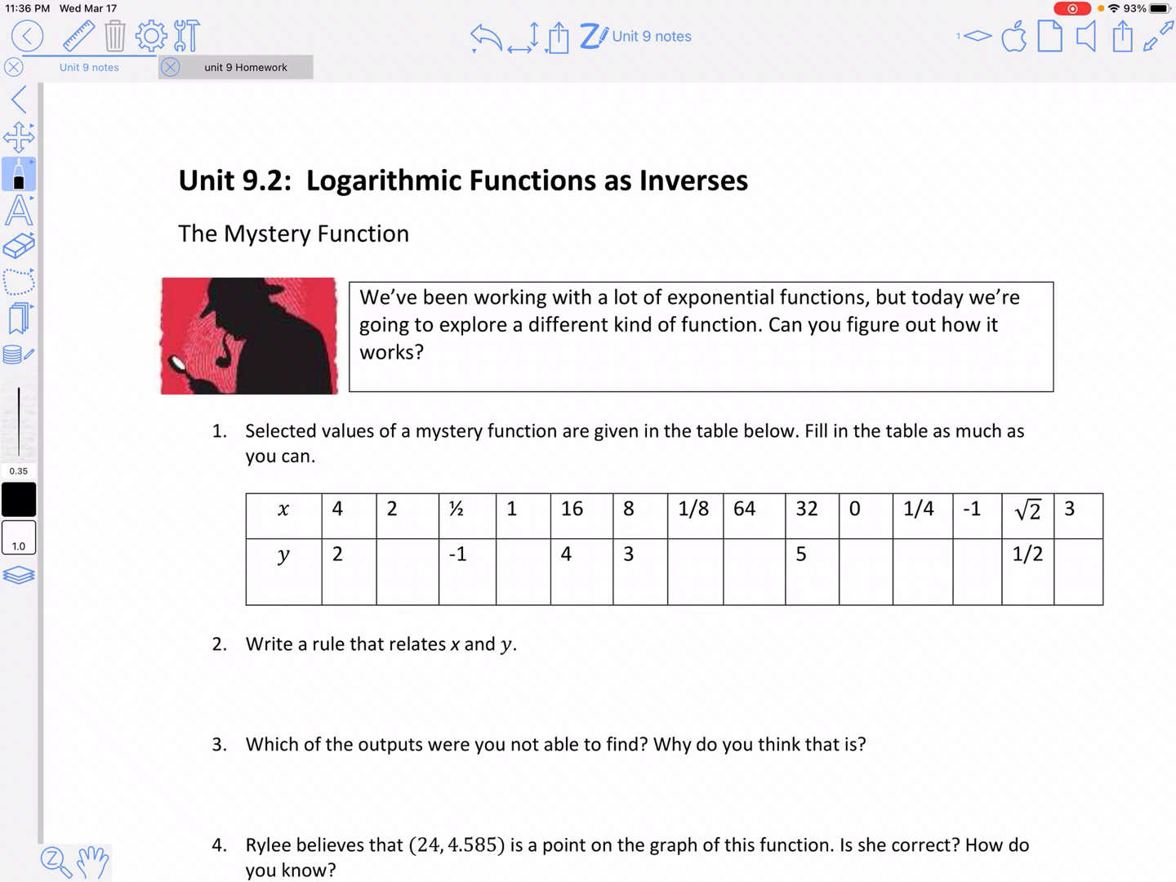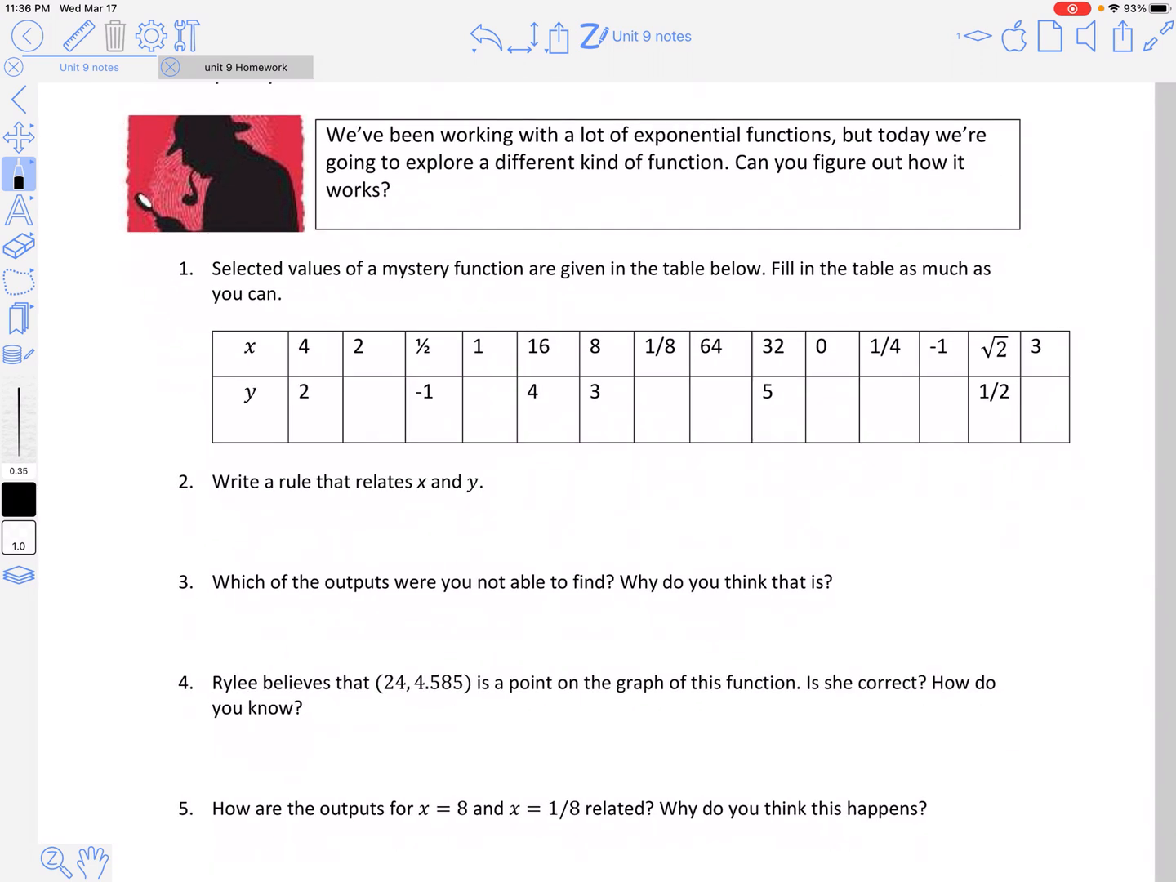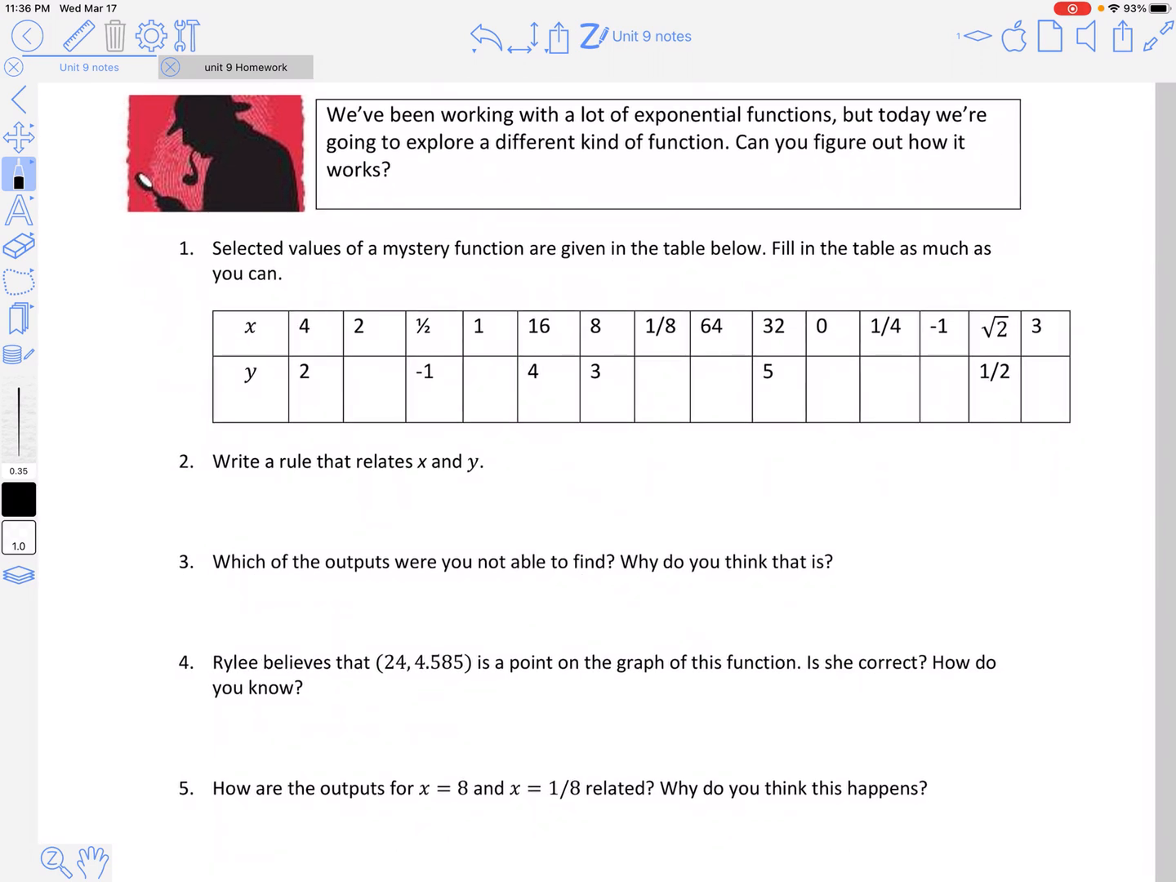Welcome to 9.2 Logarithmic Functions as Inverses. So if you read the instructions, your job was to think about number 1 and see if you could figure that out. I'm going to give you a few hints of more values and see if they help you. So if you want to, you can pause it.